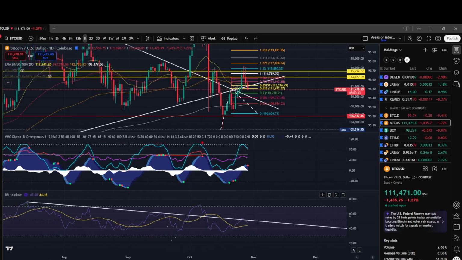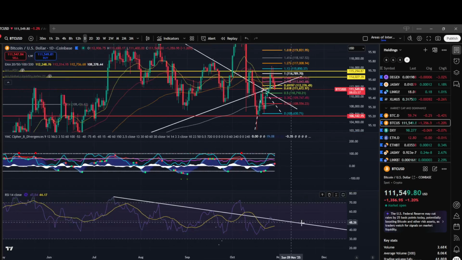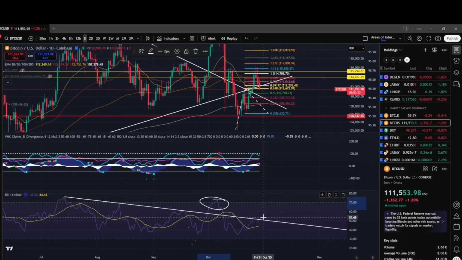It'll be key to see how Bitcoin interacts with the moving average on the RSI, for sure. And so, like again, right? Captured a little fake out, right? People getting excited for FOMC. We'll see what happens with that.